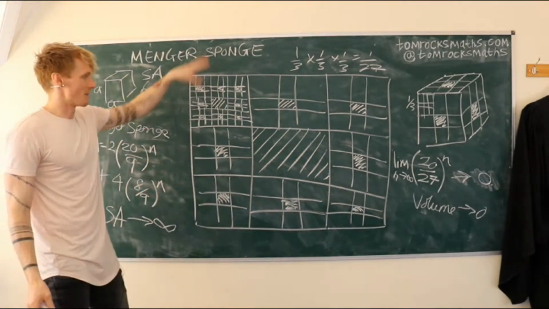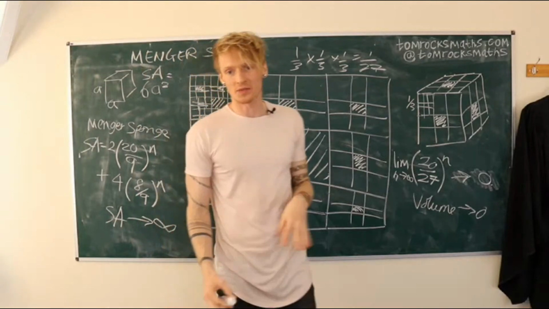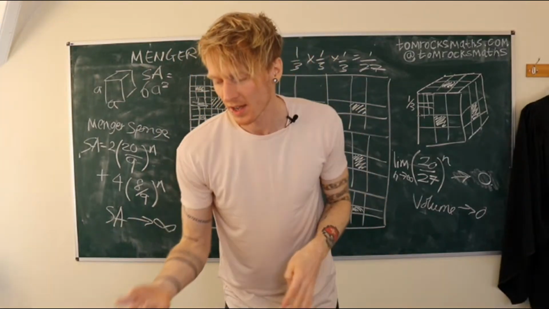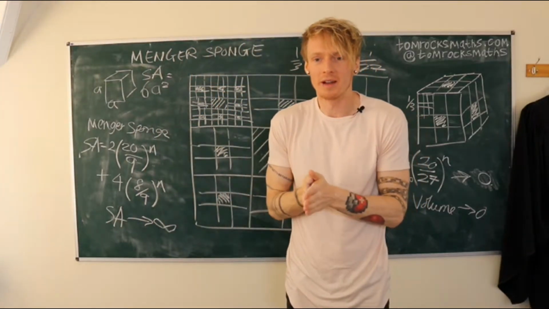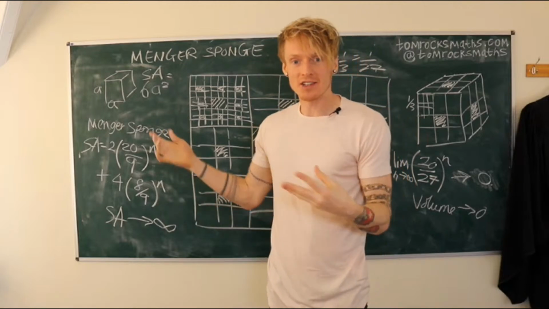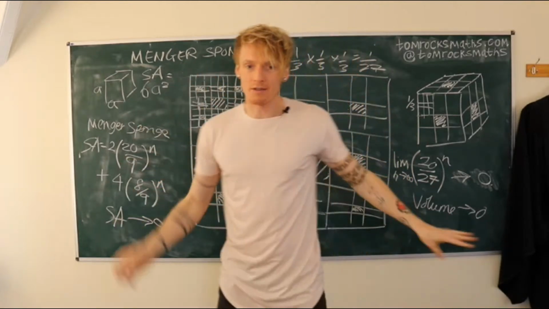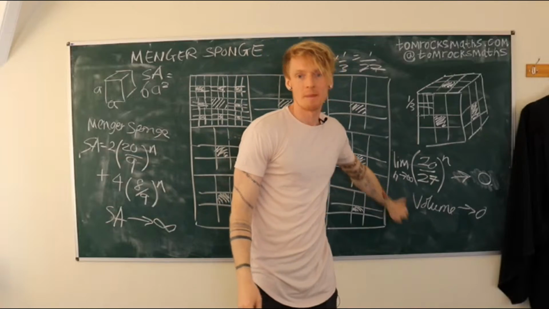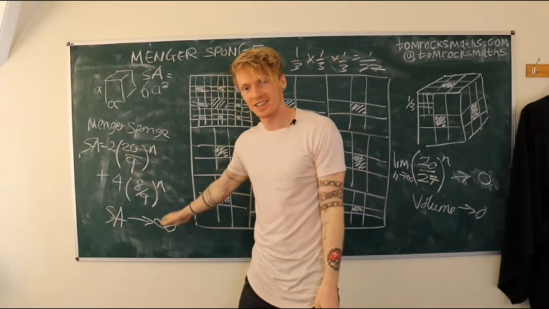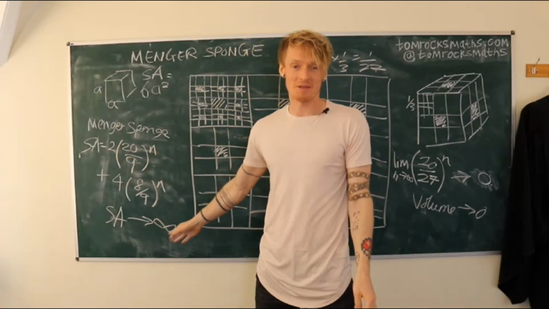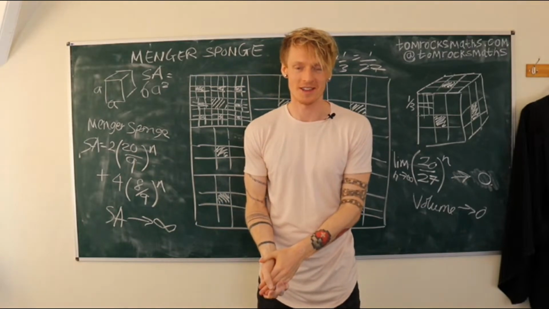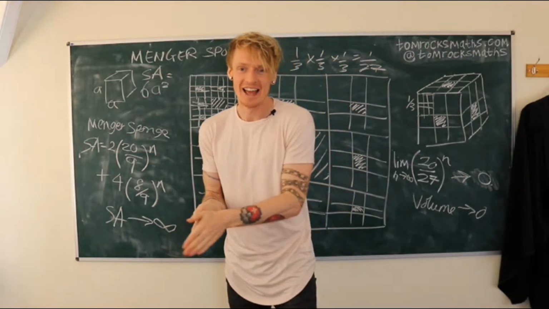So this is why the Menger sponge is a fractal, because fractals exhibit this kind of almost unbelievable behavior. So the Menger sponge fractal has 0 volume, but has infinite surface area. So that was an excellent question, Joe and Jamie. Thank you for sending that one in.